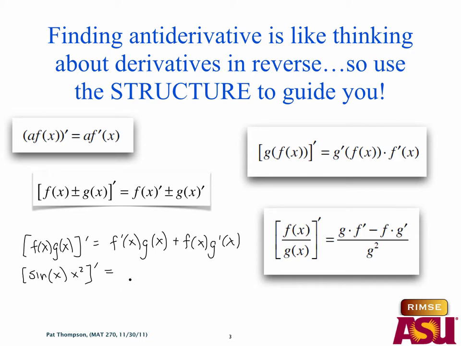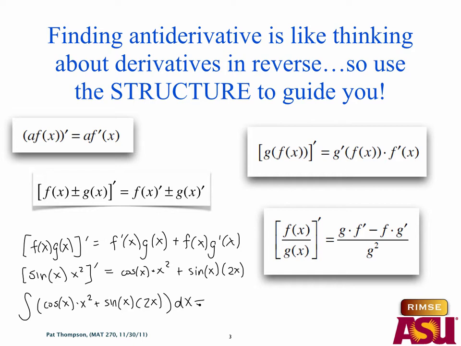Okay, so what's the derivative of this? Cosine x times x squared plus, I'm going to write the sine of x first, and then times 2x, right? Okay, so that means that the integral of cosine x times x squared plus sine of x times 2x dx is equal to what?